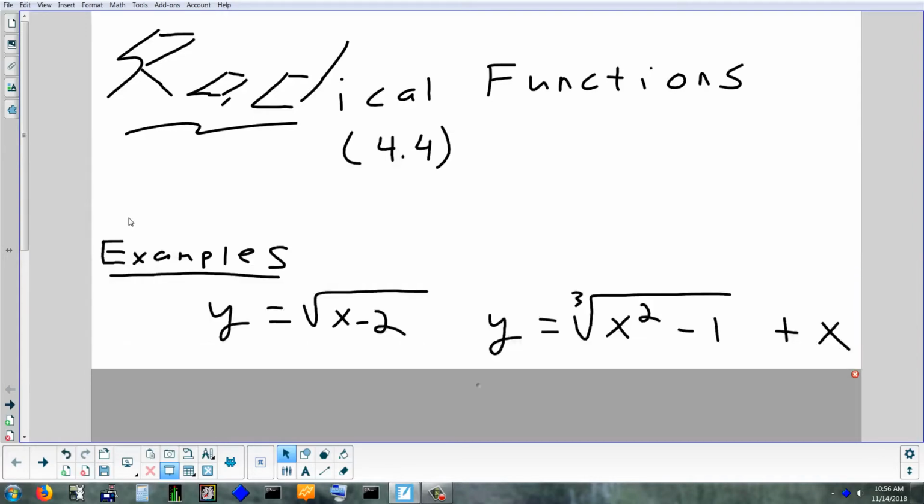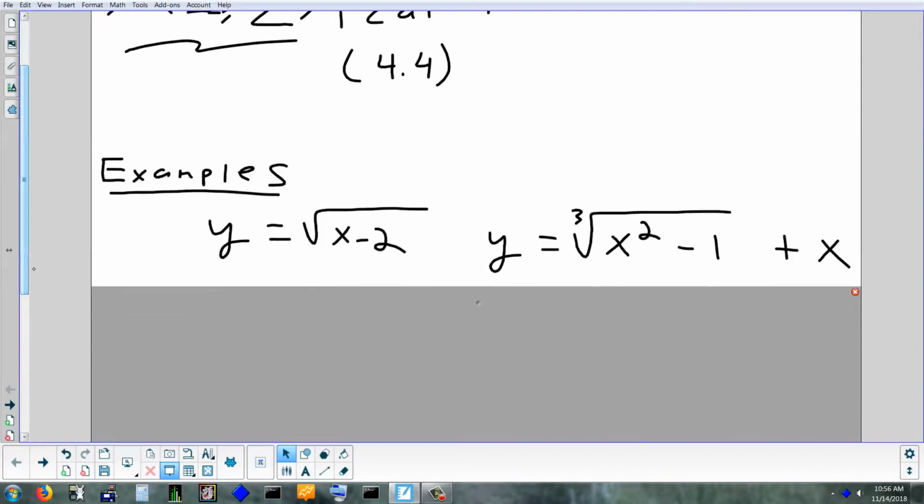Okay, these are examples of radical equations. What makes them radical is that square root symbol or the cube root symbol. This one, the first one, that's more typical of the kind of stuff we'll be graphing and looking at. The one on the right, that's a little more advanced, not something we would see at this level typically. But they are both radical functions.